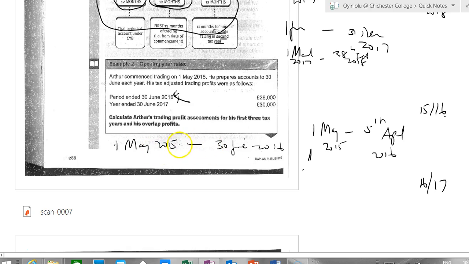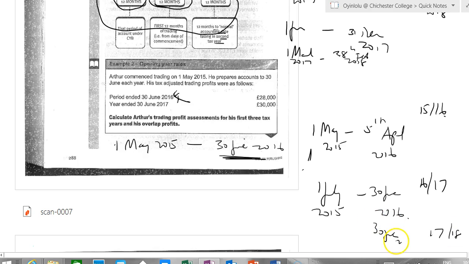So because it's a longer than 12-month period, I have to start from the end. So I literally will then say 1st of July 2015 to the 30th of June 2016. And like I said, from then on, it all just kind of falls into place. 17-18, that becomes the 30th of June 2017. Yeah. 1st of July 2016.